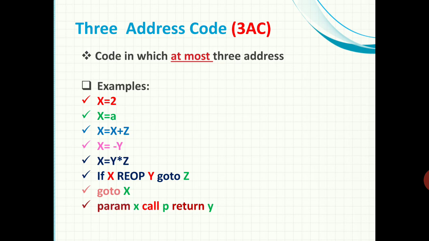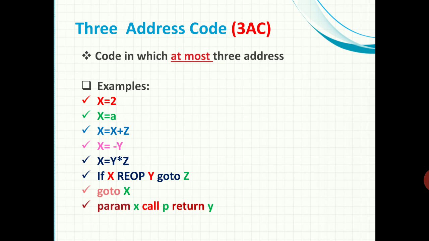So we can represent copy statements, that is the first two statements, then assignment statements, that is x equal to x plus z, x equal to minus y and x equal to y star z. Then conditional jump statement, that is if x relop y go to z. Then unconditional jump, go to x. Then we can also use procedure calls or function calls.